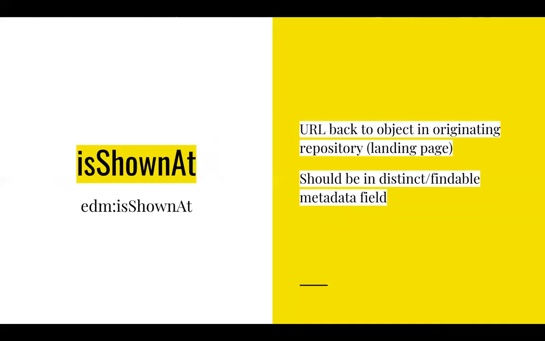Next is the property called isShownAt. And this is a URL back to the object in its originating repository. So it's a link back to a landing page, a page that shows the object with metadata record in a context. It's not a link to a JPEG or a link to a TIFF file or a link to a PDF. It's a link to a page that shows the object within a context.